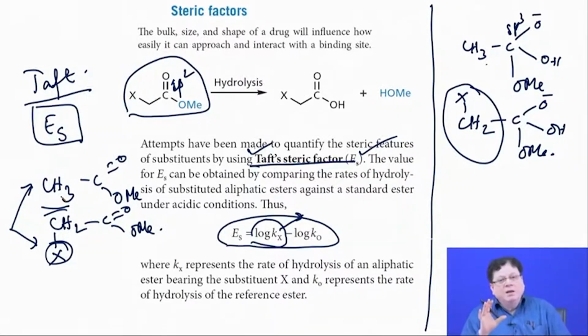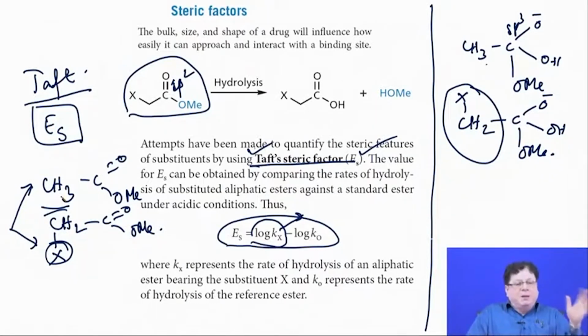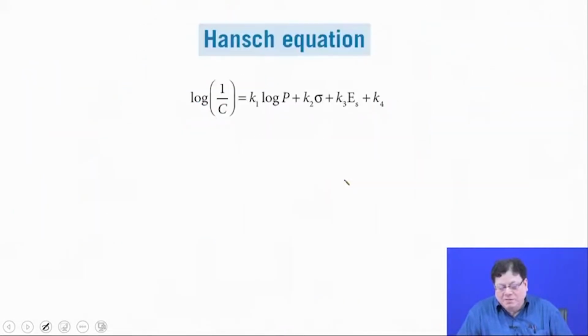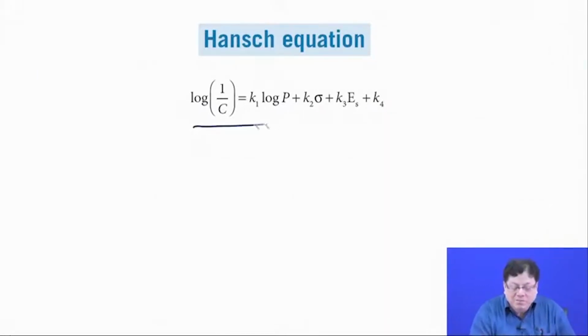So, now we have an idea about these three parameters. The hydrophobicity, that is given by log P, usually called C log P, because that is a calculated one, all are calculated. Then you have this sigma, and you have the steric factor Es. So, what will be the final equation then? The final equation will be something like this.